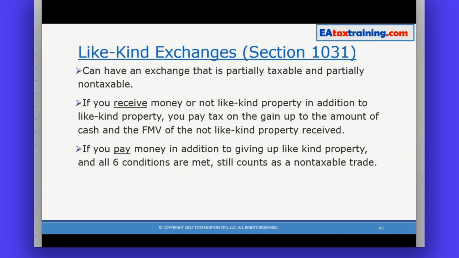If you pay money in addition to giving up like-kind property, as long as those 6 conditions were met, then it is still a non-taxable trade and you don't have any tax consequences.